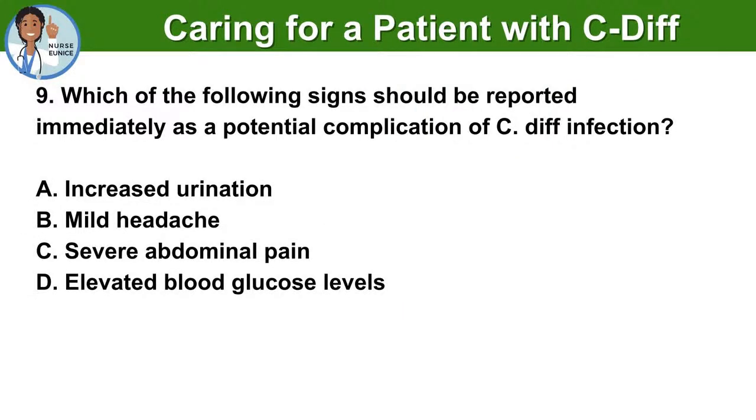Number 9, which of the following signs should be reported immediately as a potential complication of C. diff infection? Is it A, increased urination, B, mild headache, C, severe abdominal pain, or D, elevated glucose levels? Which one are you going to tell the nurse about right away? I see an A, I see a C, I see a B. Revealing the answer in 3, 2, and 1.